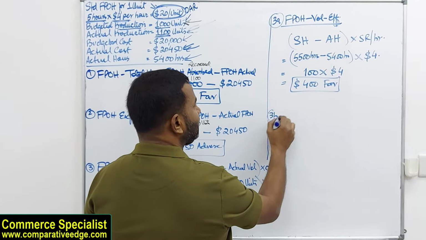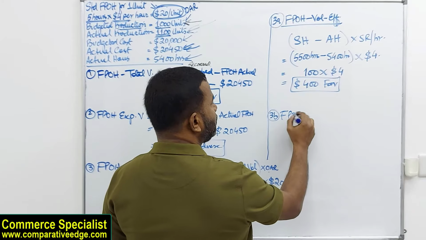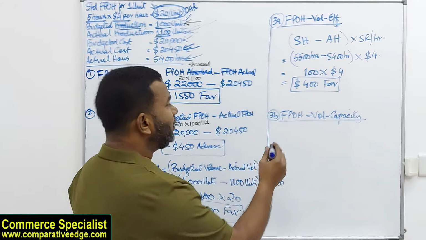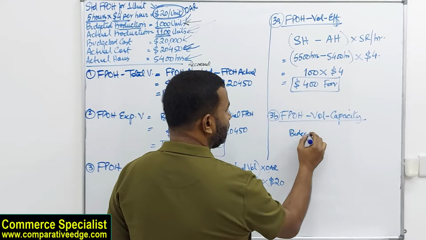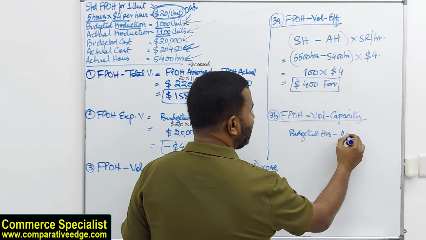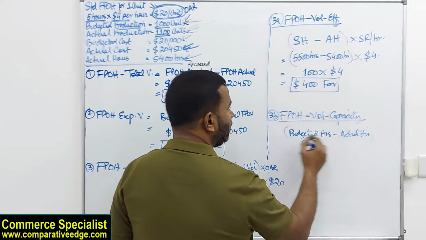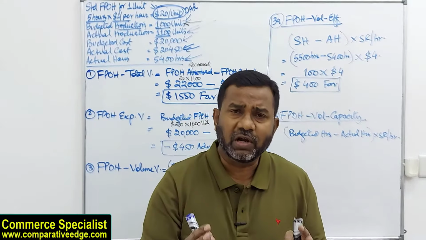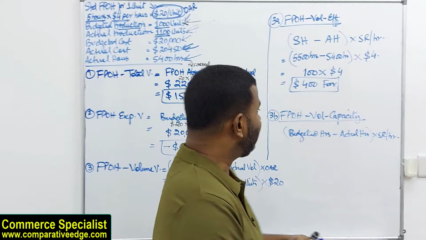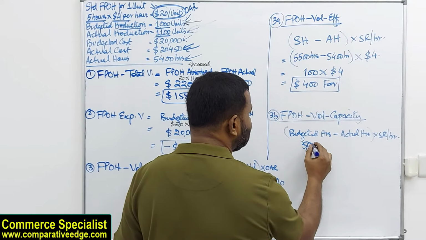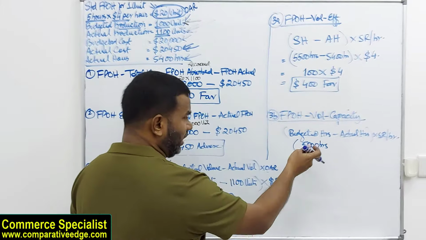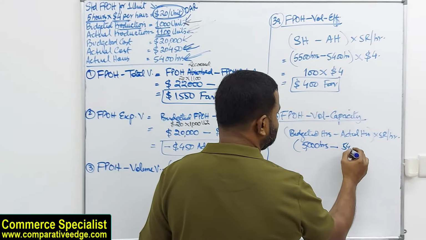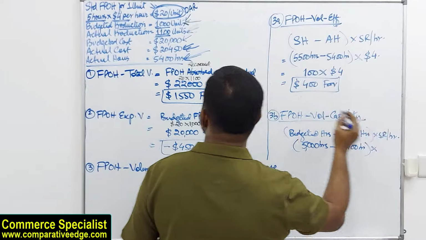And the last one, 3B, is fixed production overhead volume capacity variance. The formula is budgeted hours minus actual hours into standard rate per hour. Now guys, when I'm talking about budgeted hours, so 5 hours into 1000 will give us 5,000 hours. This is the budgeted hours. We planned that the workers will work this much. But actual hours, the workers actually worked for 5,400 hours. Into standard rate per hour, which is $4.